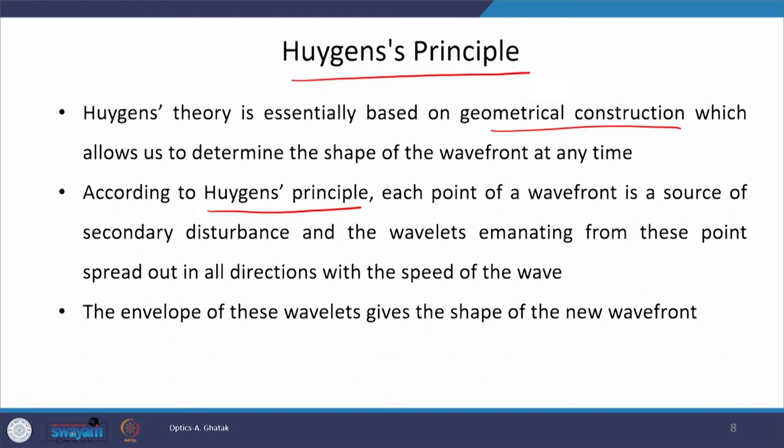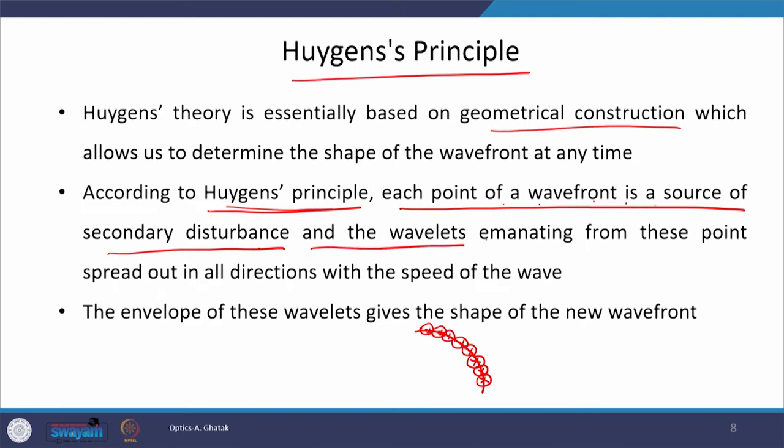Okay, and let us see what exactly Huygens says on wavefronts and their propagation. Huygens' principle says that each point of a wavefront is a source of secondary disturbances. Okay, suppose this is a part of the wavefront, then each point on this wavefront works as a secondary source or secondary disturbance. And then a spherical wavefront can easily be drawn starting from these point sources, and these new wavefronts are called wavelets. Now let us repeat: each point of a wavefront is a source of secondary disturbance, and the wavelets emanating from these points spread out in all directions.